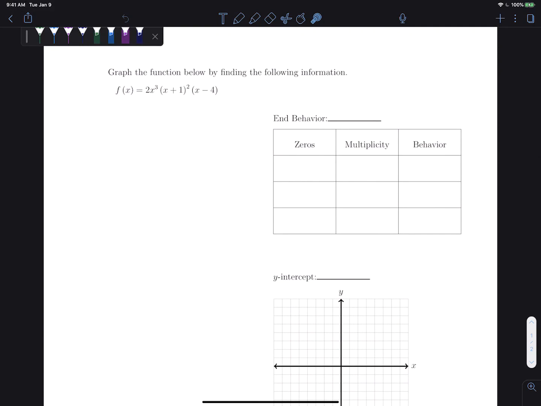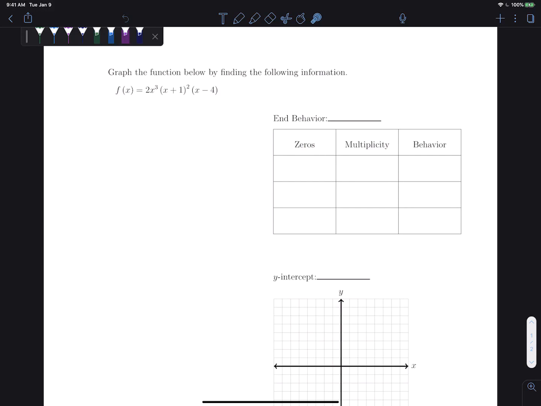Okay, so to graph the function, we first want to find the end behavior. What that means is we really want to know what the degree is. Believe it or not, it's actually easiest to look at this in general form. Since f of x equals 2x cubed times x plus 1 squared times x minus 4 is in factored form, that's actually more difficult for finding the end behavior. In fact, it's the most difficult part.